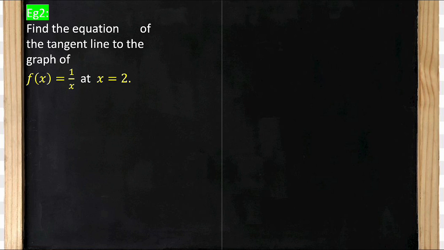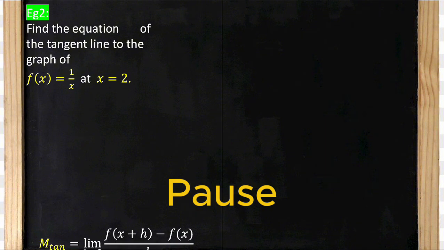Then let's continue with another question: find the equation of the tangent line to this graph, f of x equals 1 over x, right? Now in this case, at x equals 2, that's what you have. At x equals 2, do the same thing. All you need to do is just pause it and try, alright?